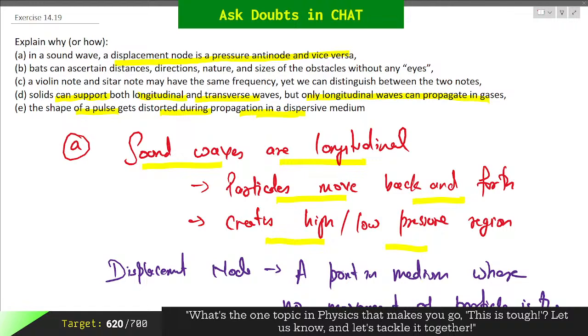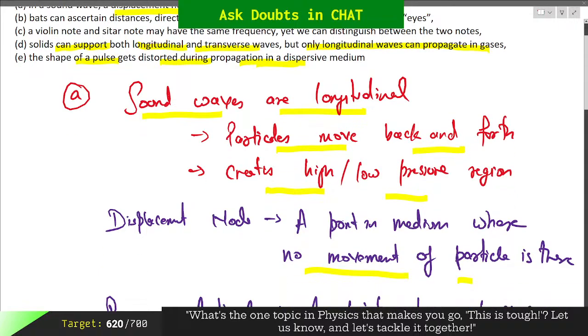So here we know that sound waves are longitudinal waves, meaning the particles of the medium oscillate back and forth in the direction of the wave's propagation. These waves consist of compressions and rarefactions, and a displacement node is the point in the medium where there is no movement of particles, or we can say zero displacement of particles. And a pressure antinode is the point where there is a maximum variation in pressure.